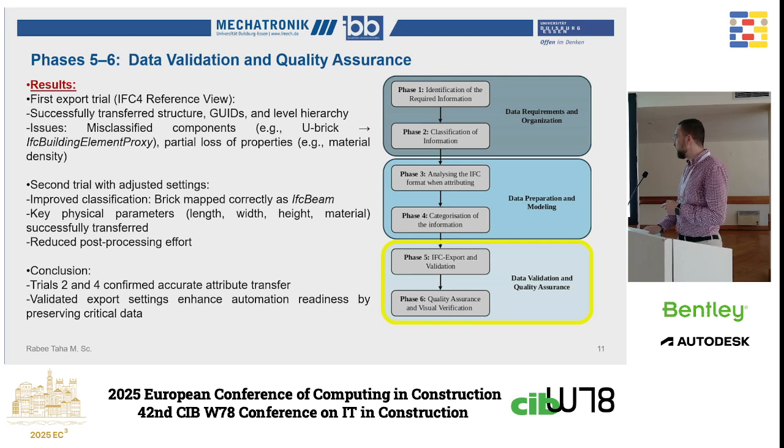It was able to successfully transfer structure data, guides, and level hierarchy, but it showed some issues, like misclassifying some components. For example, the U-brick component was classified incorrectly, and we had a partial loss of properties, such as, for example, the material density, whereas in the second trial, with the user-defined export settings, we had no issues. The transfer was basically successful. It included all the key physical parameters, and even the brick was classified correctly, unlike in the first trial.